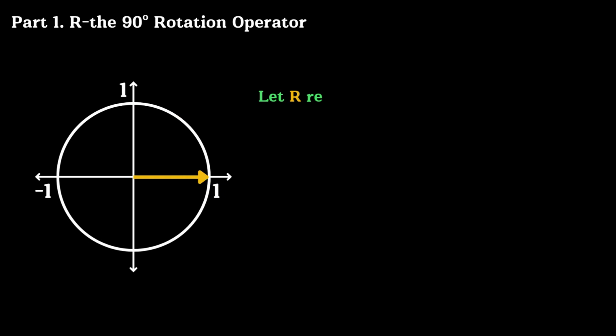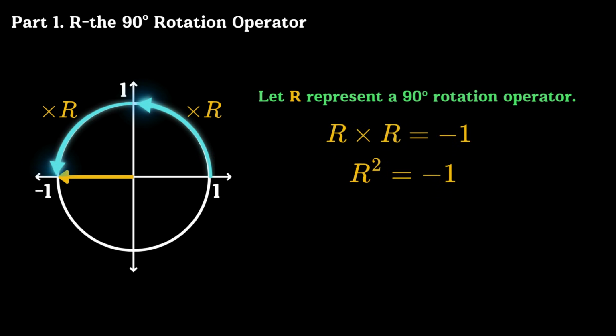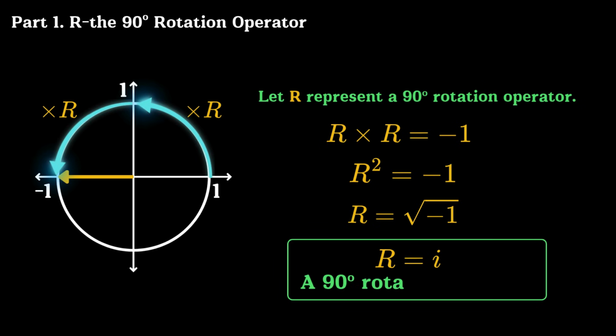I'll create a 90-degree rotation operator and call it R. Start at 1, apply R, and we rotate 90 degrees up to this new point. Apply R again, another 90 degrees, and we land at -1. That means R squared equals -1. So R behaves like a square root of -1. This mysterious rotation operator is exactly what mathematicians call i. From now on, we'll rename R as i, and think of i as rotate by 90 degrees on the complex plane.